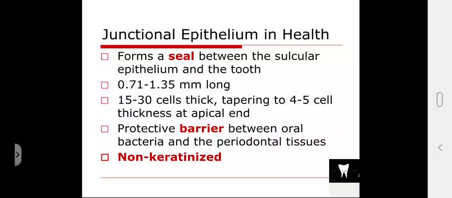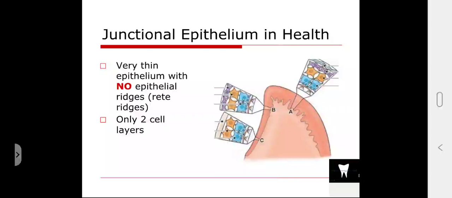The junctional epithelium in health, let's talk about that a little bit. It forms a seal between the sulcular epithelium and the tooth, 0.71 to 1.35 millimeters long, 15 to 30 cells thick. But then as it gets towards that apical end, those cells taper off to about 4 to 5 cell thickness. The JE is a protective barrier. Okay, very important. It's protective between the oral bacteria and the perio tissues. Okay, when that starts to break down, this is when you get more of an invasion of that bacteria. And it's non-keratinized. So in health, it's very thin. There's no rete ridges. It's only 2 cell layers.